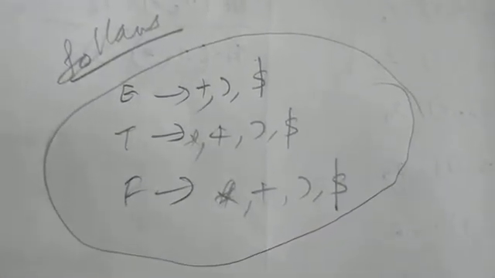The third production, R3, is T tends to T star F. Here the head of the production is T. For that reason, follow of T is star, plus, closure braces, and dollar. So in the plus place R3 is there, in the star place R3 is there, in the closure braces R3 is there, and in the dollar R3 is there. Like that, in 4 places we are using this.